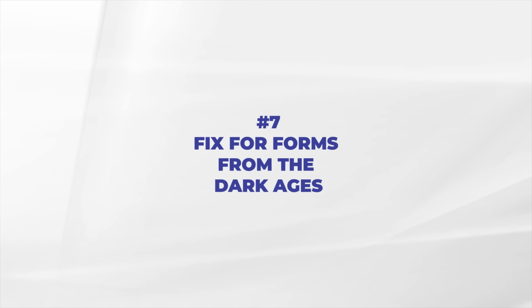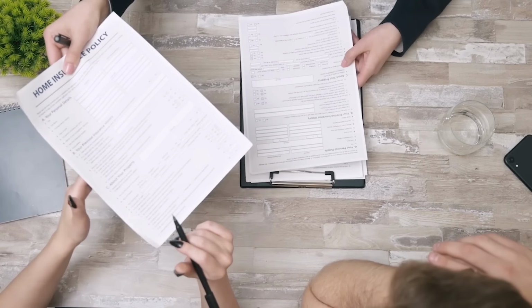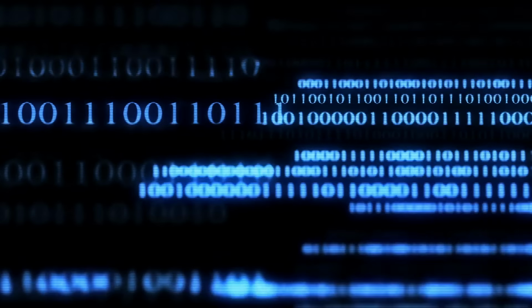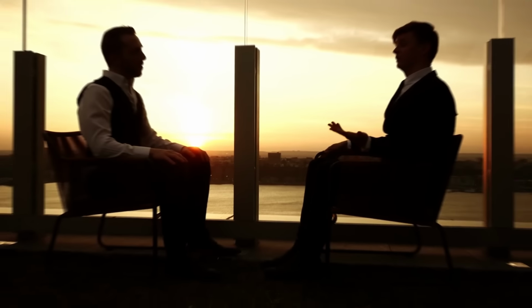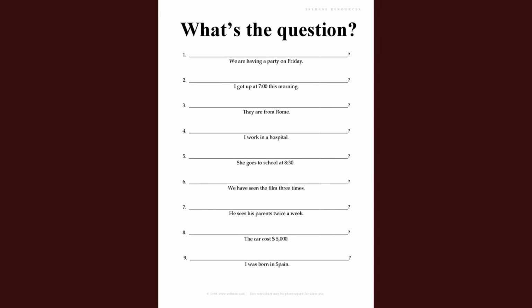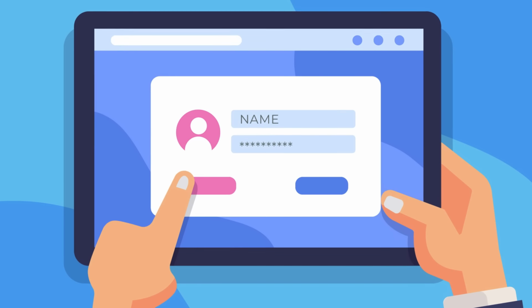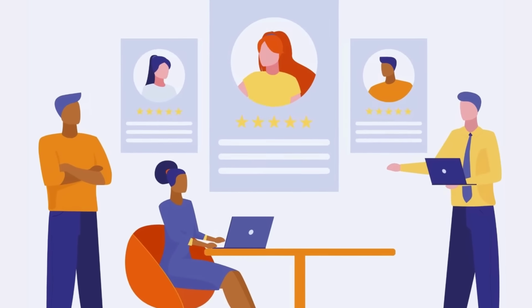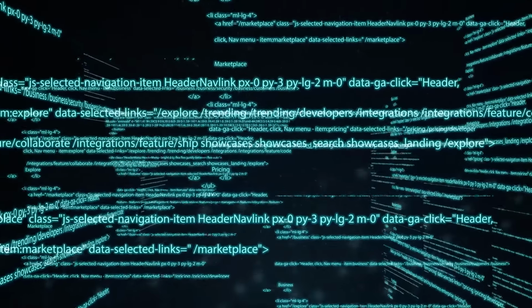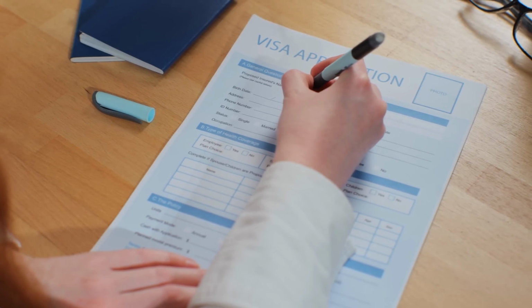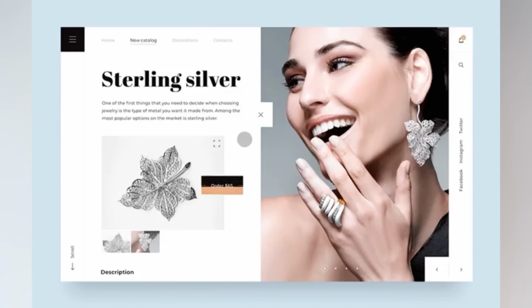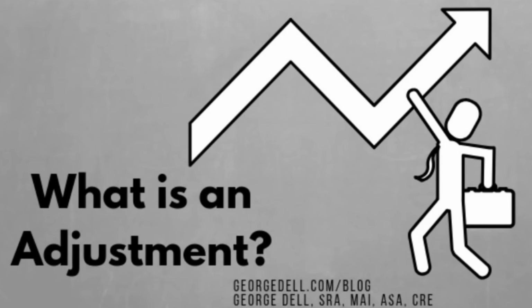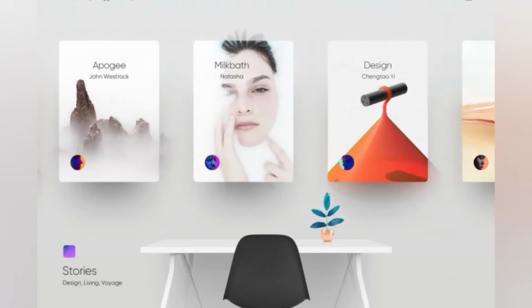7. Fix for forms from the dark ages. Always keep your forms concise and focused on gathering essential information. Only ask for the information you absolutely need to start a conversation or fulfill the visitor's request. Avoid overwhelming visitors with lengthy questionnaires, as this can deter them from completing the form. Make sure your forms are user-friendly, with clear labels and easy-to-fill fields. Additionally, consider implementing progressive profiling, a technique that gradually collects more information as you build a relationship with the visitor. Simplify the form filling process to reduce friction, making it easier for visitors to engage with your landing page and take action. By making these adjustments, you'll transform your landing pages into conversion-focused powerhouses.